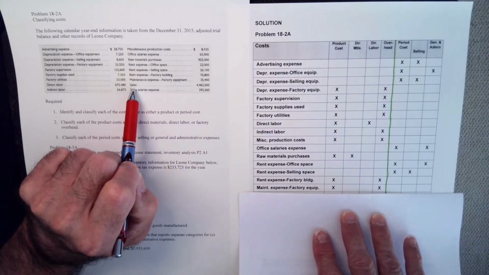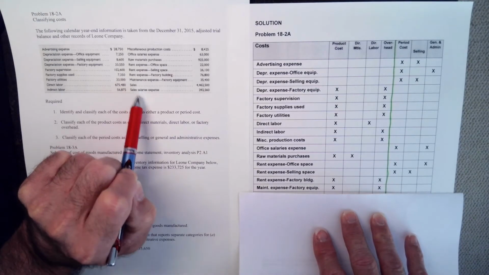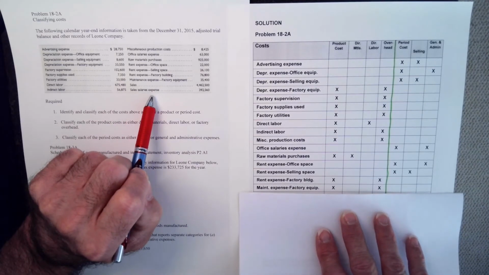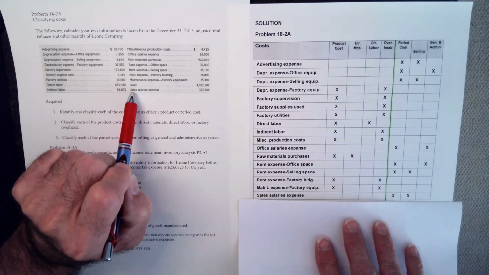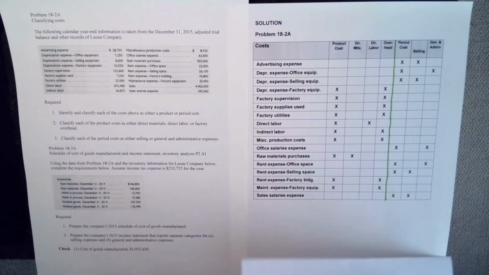Sales, you're not going to do anything with that. Why? Because sales is a revenue item. And we're dealing with cost items right now. So skip sales and go on to the next one. Sales salaries expense, well, that's a period cost, yes, because it's salaries for the sales staff, so that's going to fall under selling. Okay? All right. So that's the whole deal with that first part of the problem.